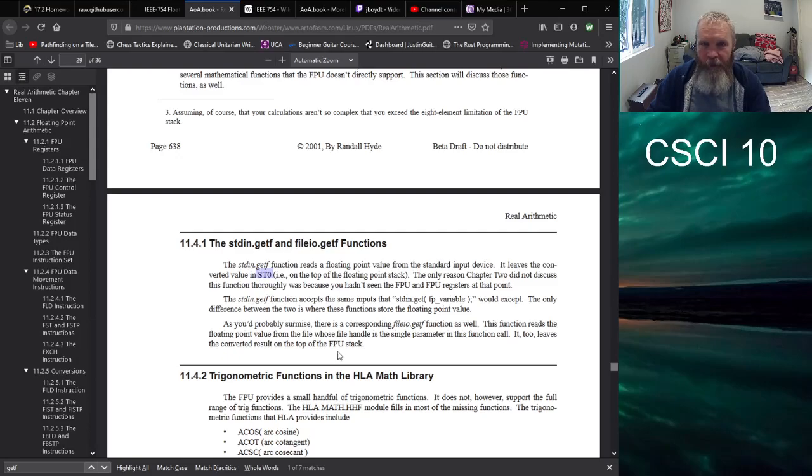Technically the top of the floating point stack is referenced as ST0, but we don't actually need that information. I just wanted to show you that. It doesn't go in a register, the library pushes it onto the top of the floating point stack. Kind of interesting.